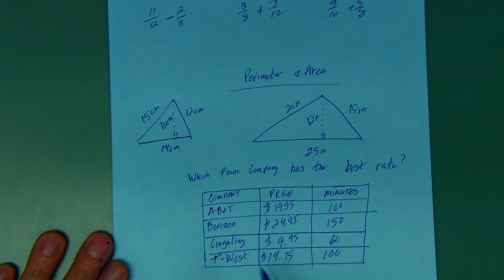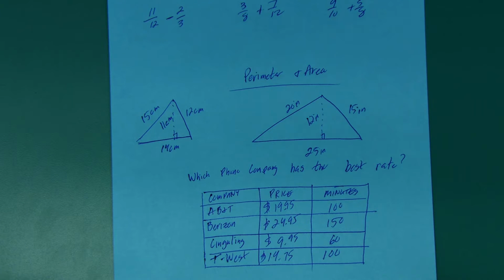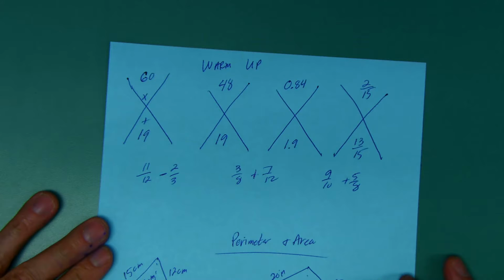So for 100 minutes at AT&T, it cost $19.95. For 150 minutes at Verizon, it cost $24.95. For 60 minutes at Singuling, it cost $9.95. And for 100 minutes at T-West, it costs $14.75. So we're going to try to figure out which company has the best rate. Okay, copy that down. Okay, let's go get these answers.